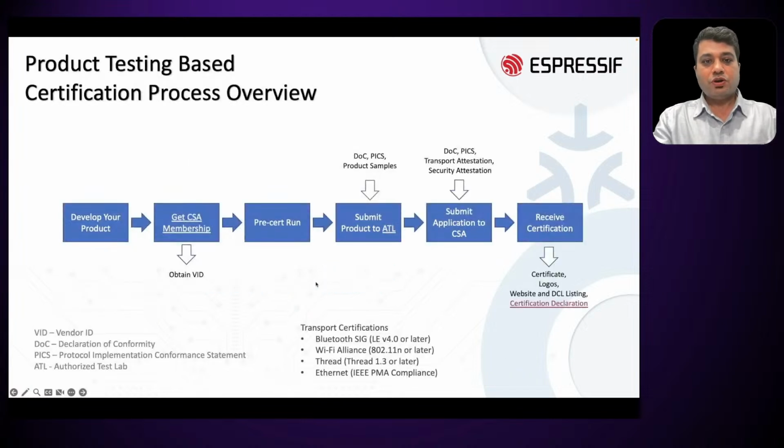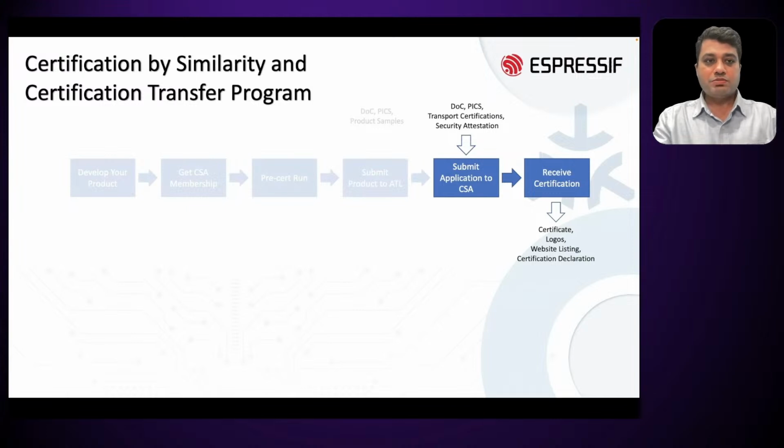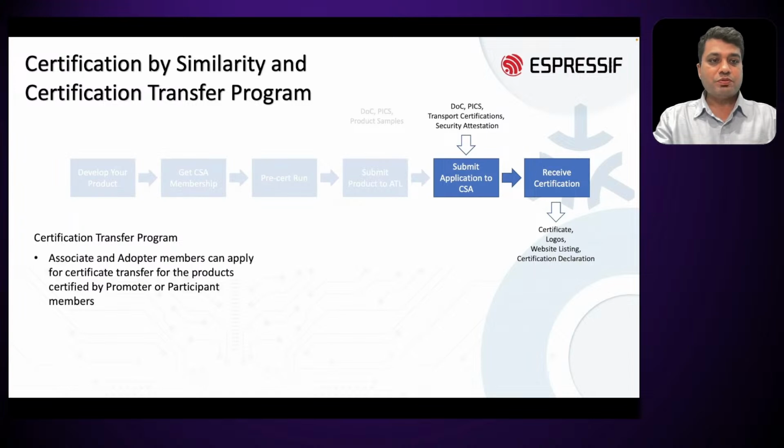So this is the process for a complete, full product-testing-based certification. Now, there are two other programs that we talked about: certification by similarity and the certification transfer program. Both these programs don't have to undergo extensive testing because the certification has already happened for these devices, and you are only applying for certification based on the original certification that is already present. If we talk about the certification transfer program, it is basically for associate and adopter members. They can apply for the certificate transfer program.